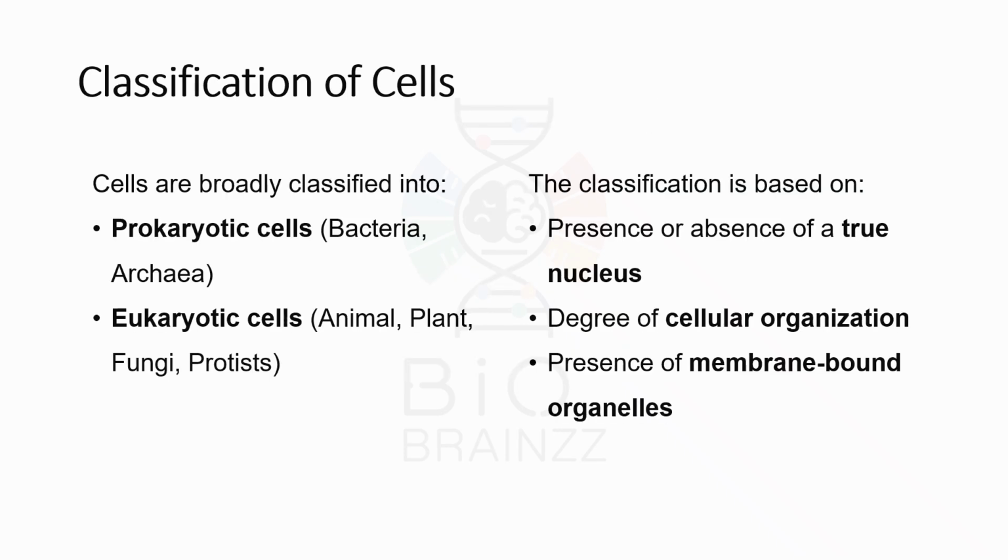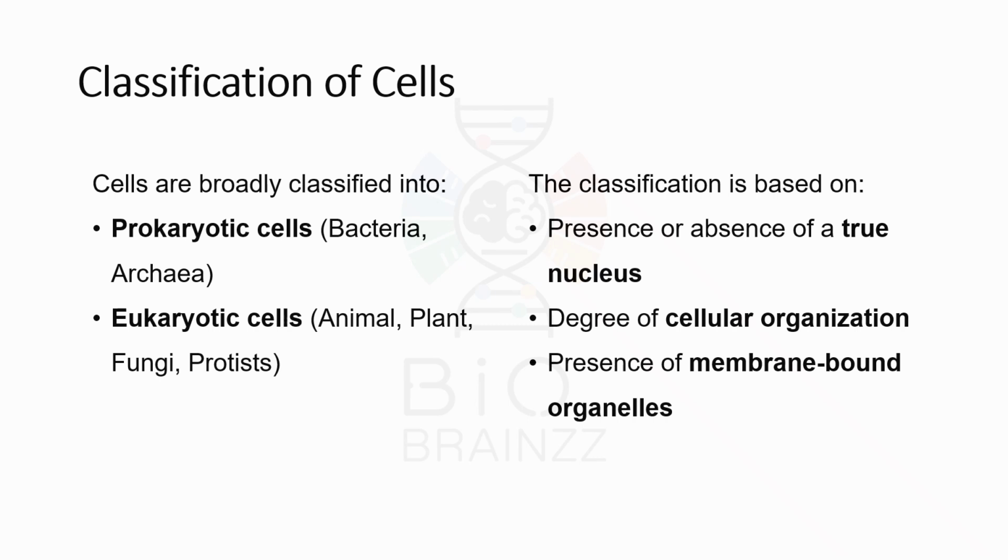Classification of cells. According to this slide, cells are broadly classified into prokaryotic cells and eukaryotic cells. Prokaryotic cells include bacteria, while eukaryotic cells include animals, plants, and fungi. So basically, most complex organisms like humans belong to the eukaryotic category.